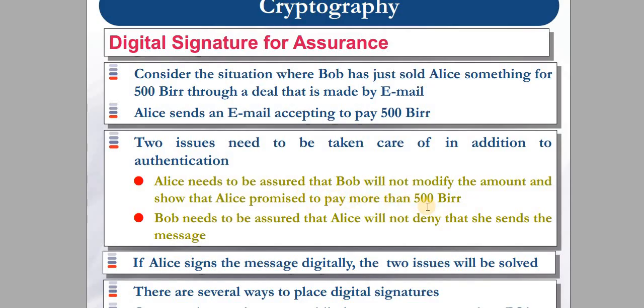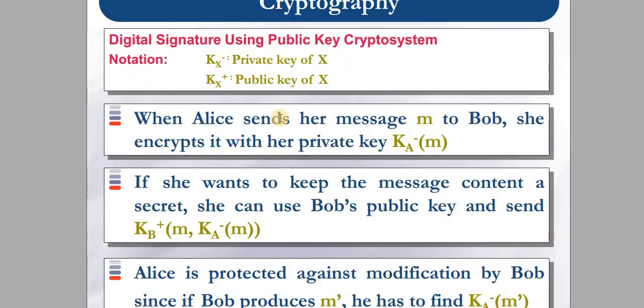The second issue is Bob needs to be assured that Alice will not deny that she sent the message, which is called a non-repudiation issue. If Alice signs the message digitally, the two issues will be resolved. There are several ways to place digital signatures, but we will see two of them in this video: using public key cryptography and using something called hash or message digests.